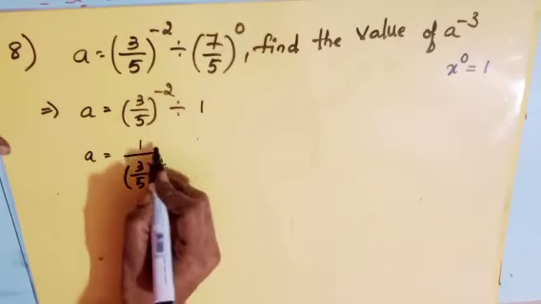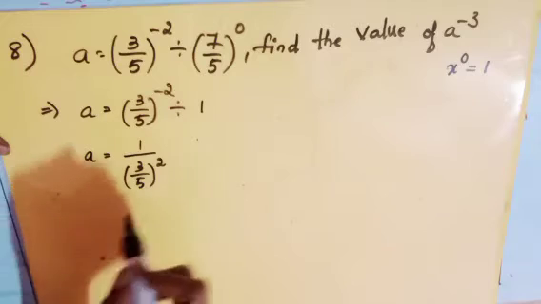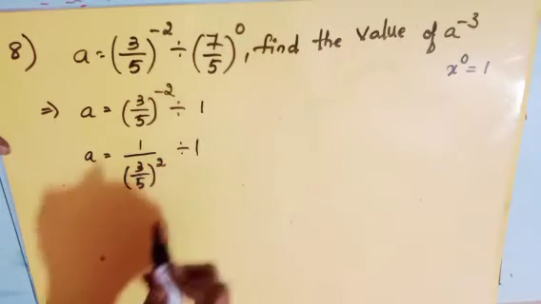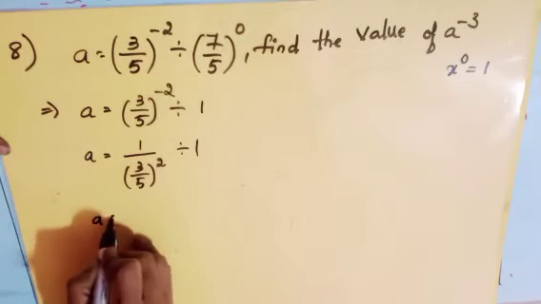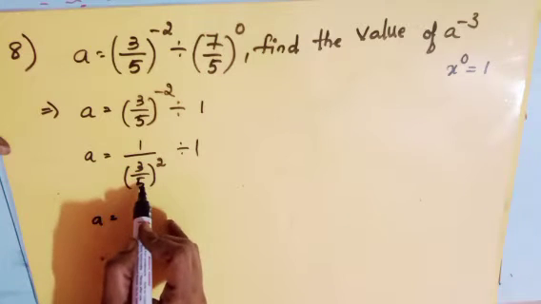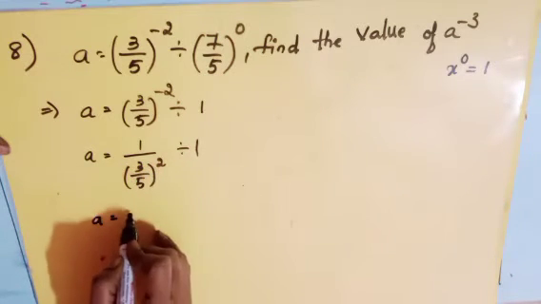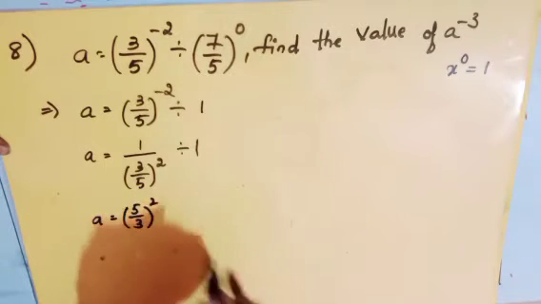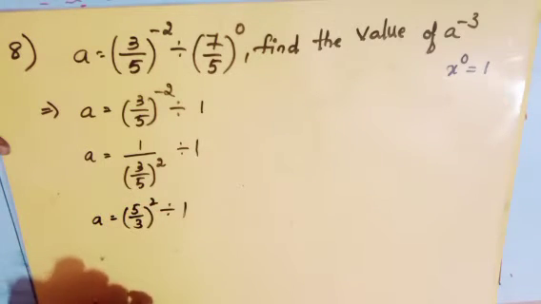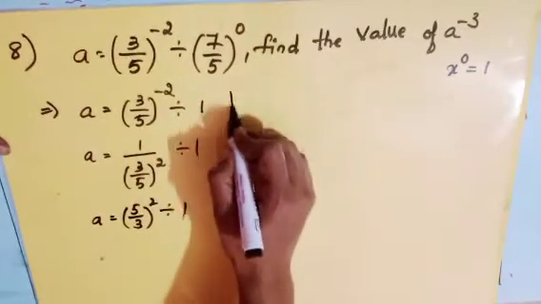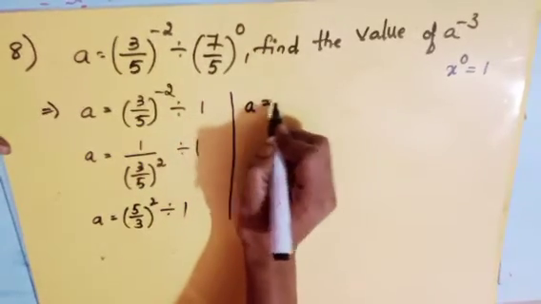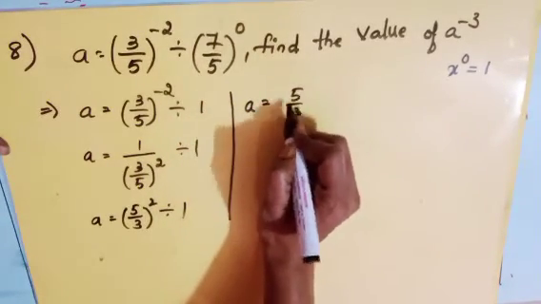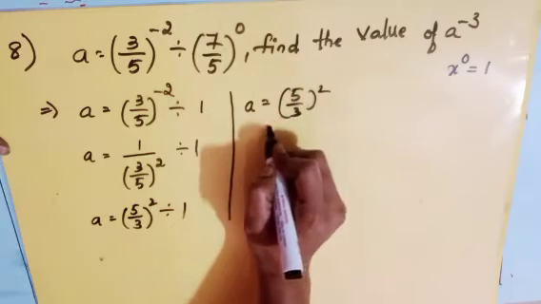That means we have to apply the fourth law, divided by 1. That means a equals 2. The reciprocal of (3/5)^2 is (5/3)^2 divided by 1. So next, a equals (5/3)^2 divided by 1.